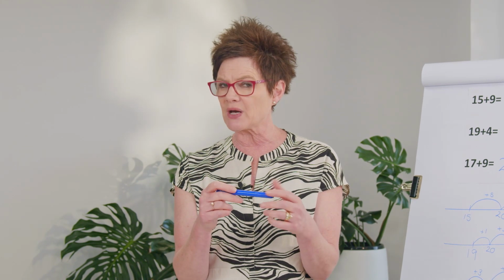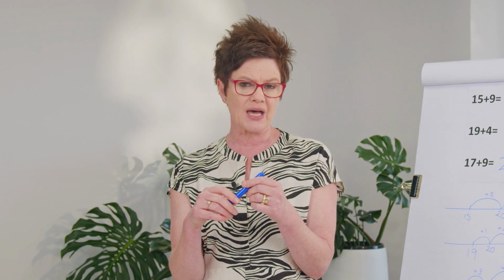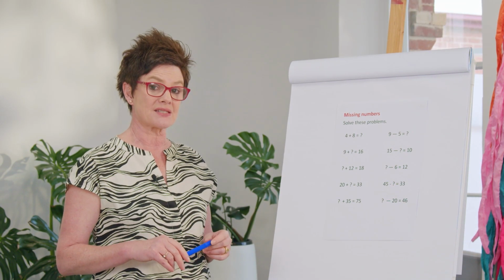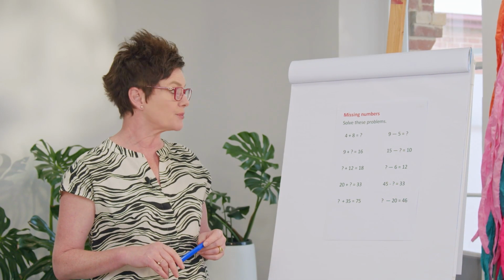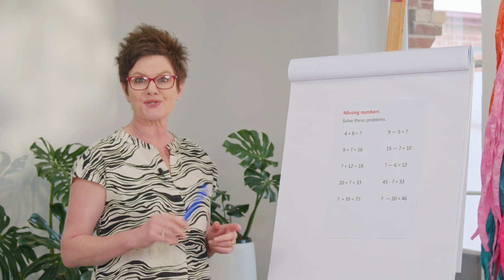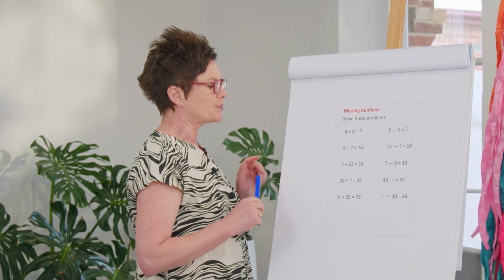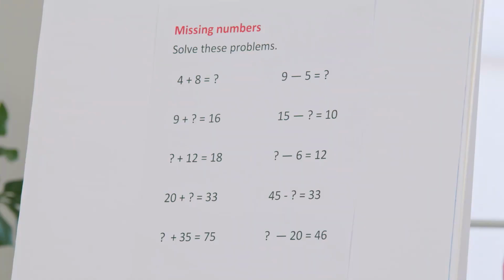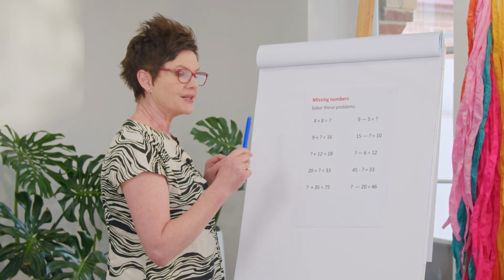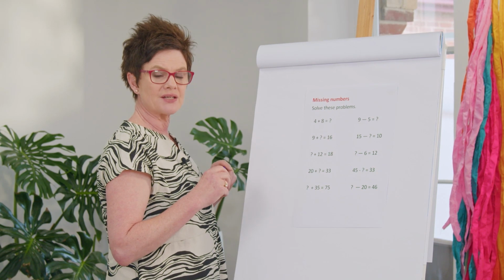And because of such powerful learning, we are ready to do our takeaway task. So here are 10 number sentences for you to place into your learning book. The missing numbers solve these patterns. And we've made them a little bit tricky for you because you know that some of the unknown numbers, the missing numbers, might be at the end, they might be in the middle, or they might be at the beginning of the number sentence. And they are addition and subtraction.